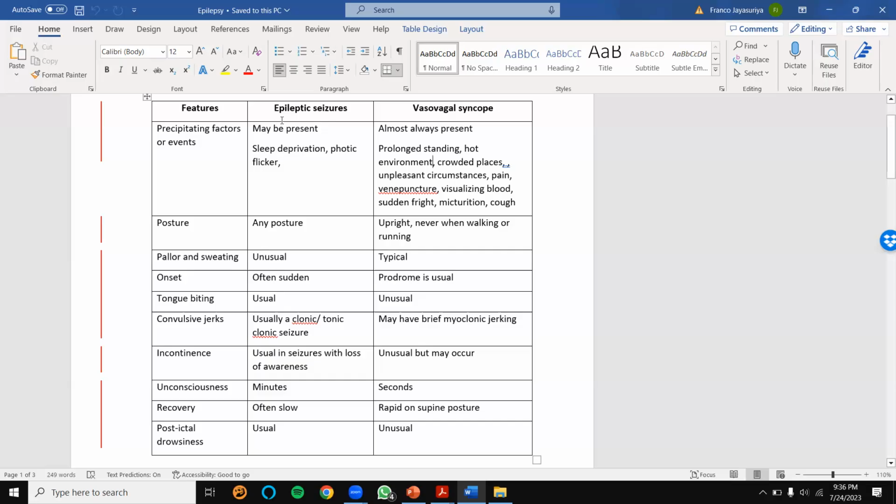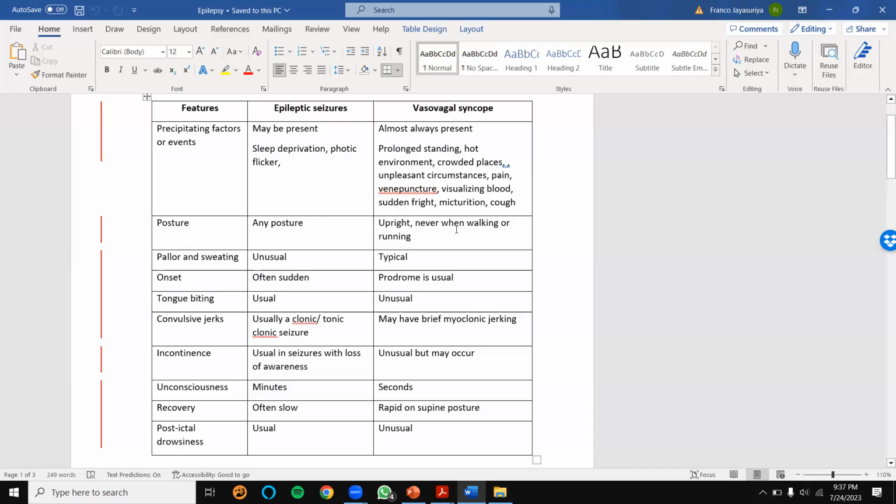Posture. When it comes to posture, an epileptic seizure can occur in any posture. Vasovagal syncope generally tends to occur when the patients are upright, because vasovagal syncope is due to reduced cerebral perfusion, so it tends to occur in an upright position. That's why when a person faints, you tend to sit them down or lay them down on their side, so as to improve the circulation to the brain. Okay.